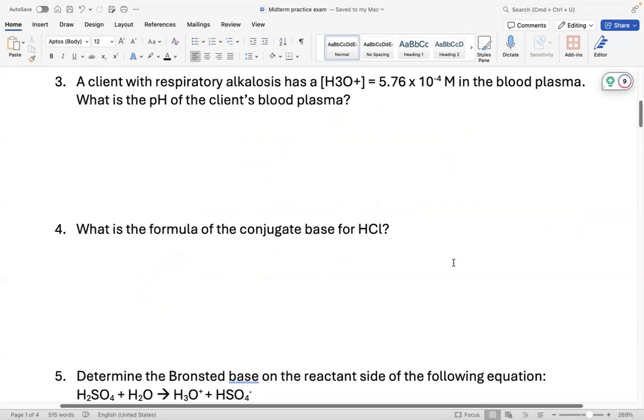All right, 3. A client with respiratory alkalosis has an H3O+ concentration equal to 5.76 times 10 to the negative fourth in their blood plasma. What is the pH of the client's blood plasma? So how do we go from H3O+ to pH? The pH equals the negative log of the concentration of H+, aka H3O+. So we plug this in.